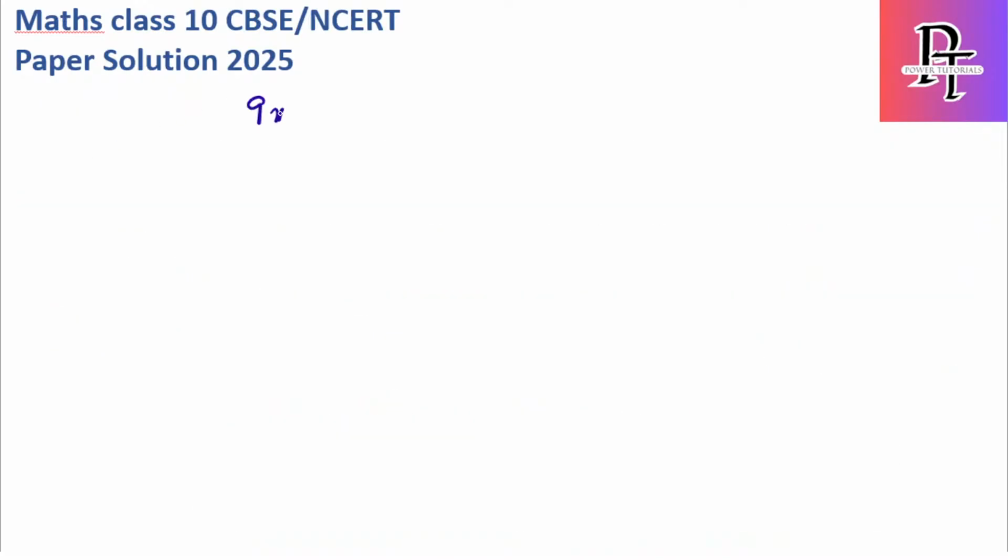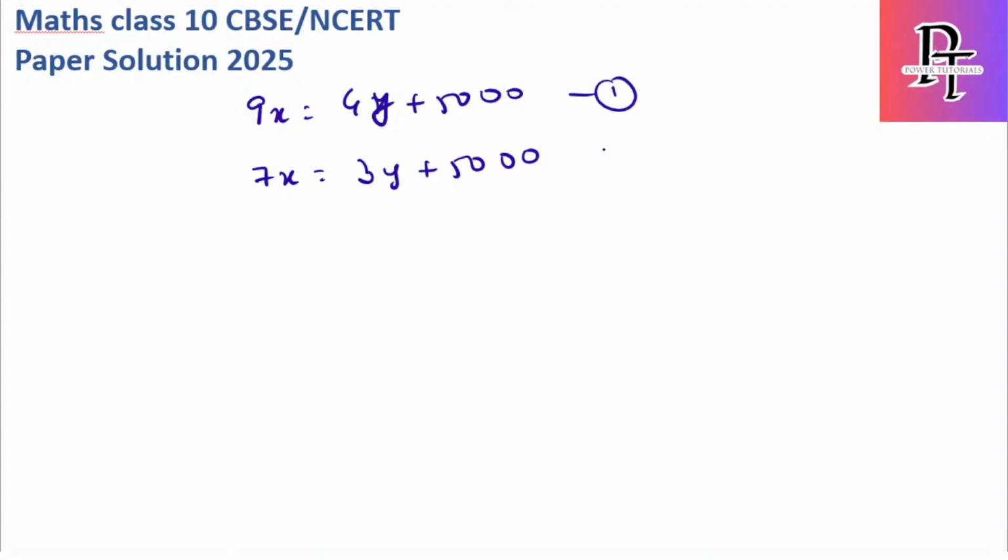9x, the first person's income, is equal to the first person's expenditure plus his saving. The second person's income is 7x, his expenditure is 3y, and his saving is the same, because I clearly mentioned both the savings are the same, which is 5,000. So this is equation 1 and this is equation 2.